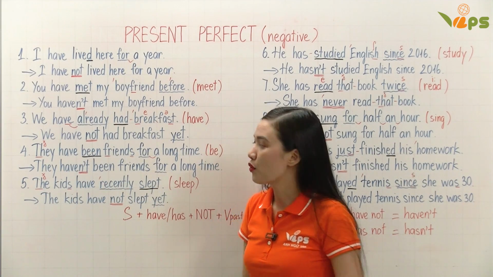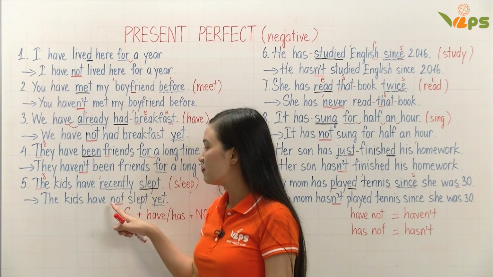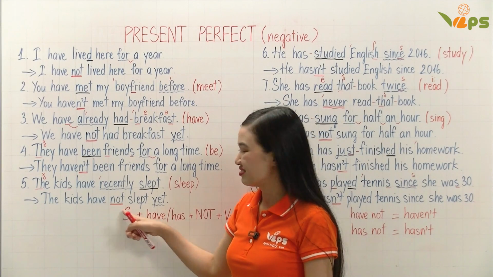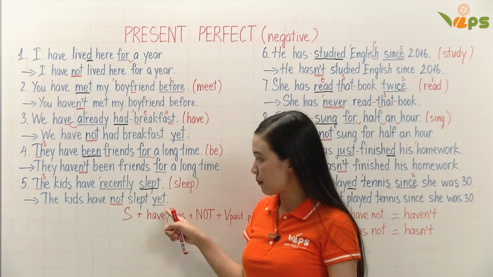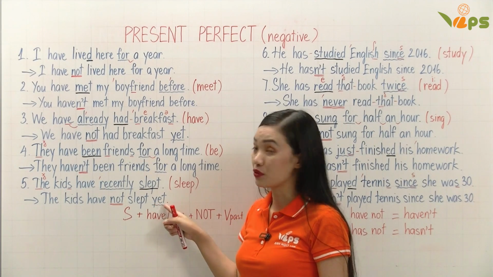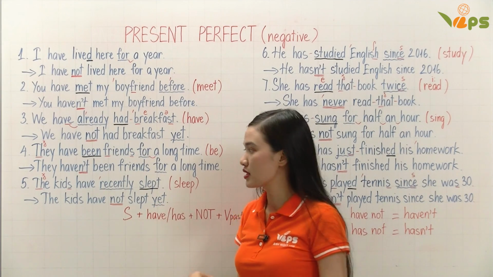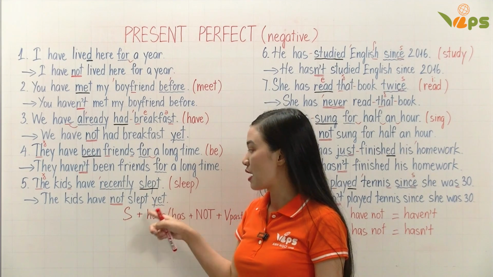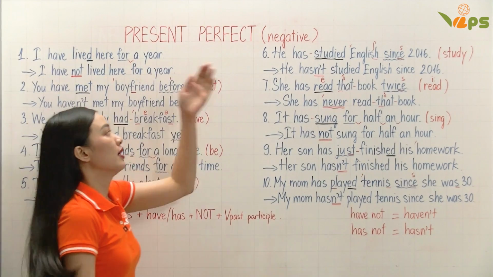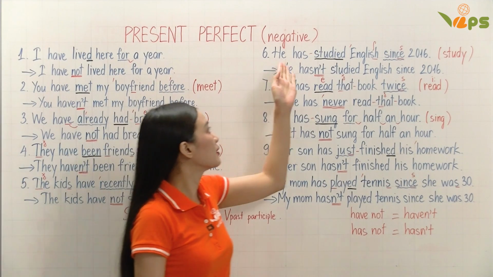To the negative form, the kids have not slept yet. Okay? The action hasn't happened, so we can use yet, okay, for the negative form of present perfect. The kids have not slept yet. Now next for 6 now.